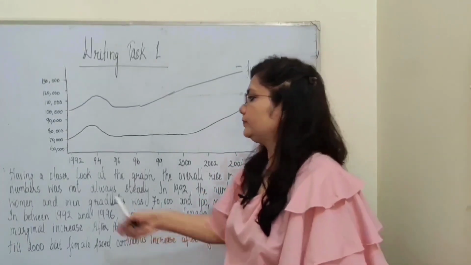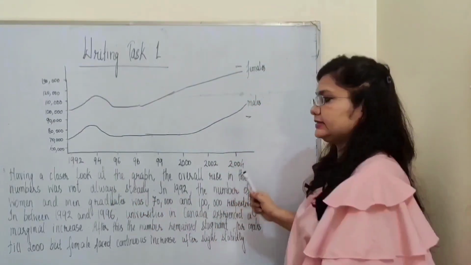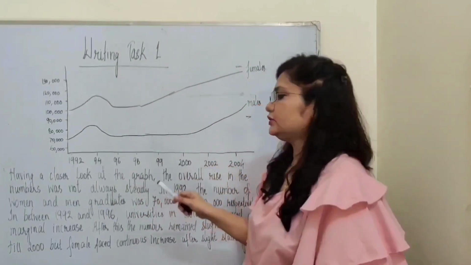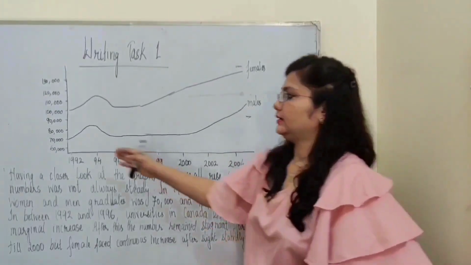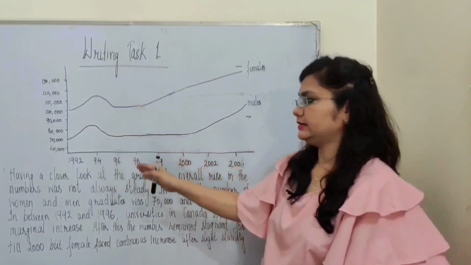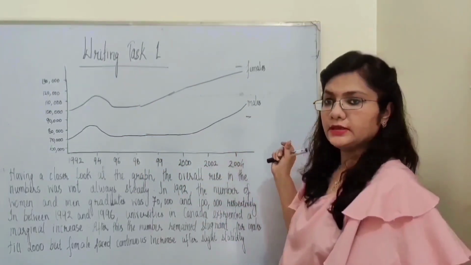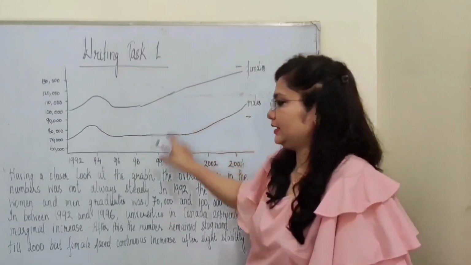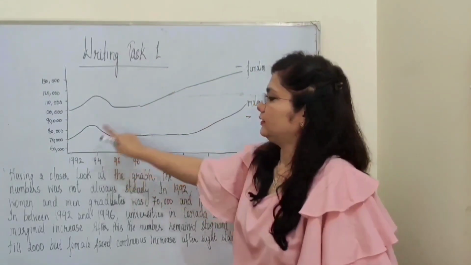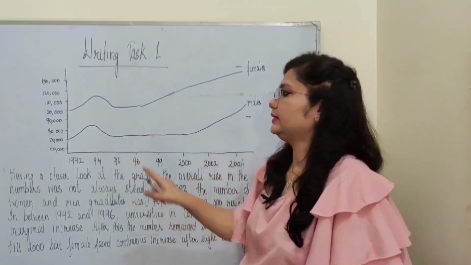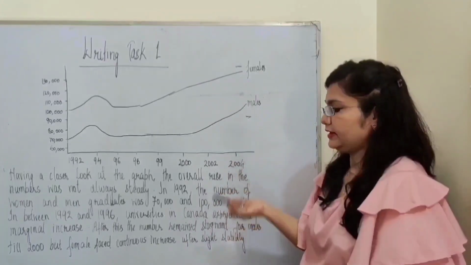Let me read it for you. Having a closer look at the graph, the overall rise in the number was not always steady. Yes, it was not always steady. First it increased, then it decreased, it remained stable, and there was a continuous rise. So, the same thing I have written, that overall, the rise in the numbers was not always steady. Why are we saying so?